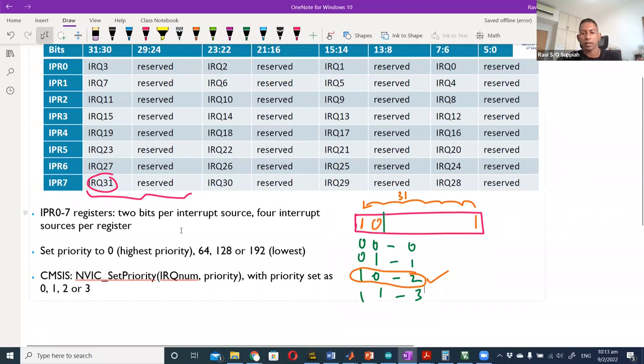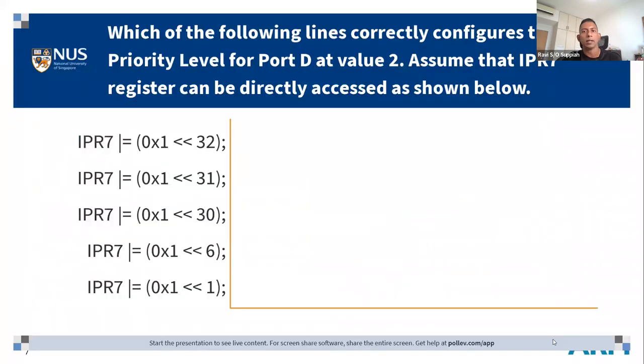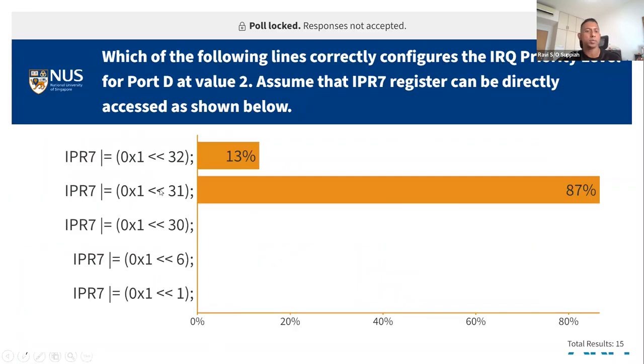That is why the majority is correct in this case. The answer is the second option here, 1 shifted left by 31. This is just to quickly recap something that you all did in the last interrupt lab. It's always important to know how to relate to the vector table as well as the table of the IPR registers, so you know which IPR register to access for any particular interrupt that you want to configure.